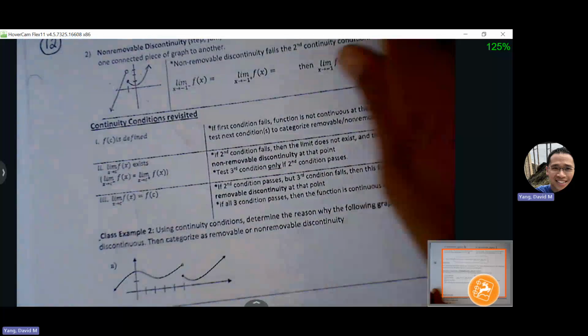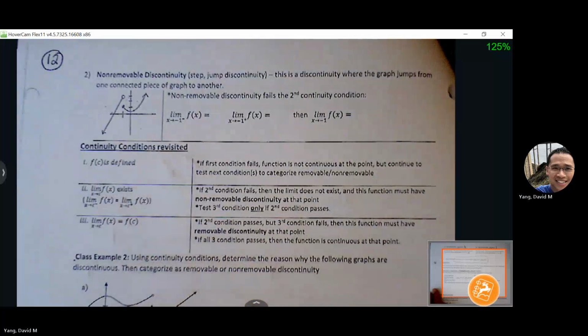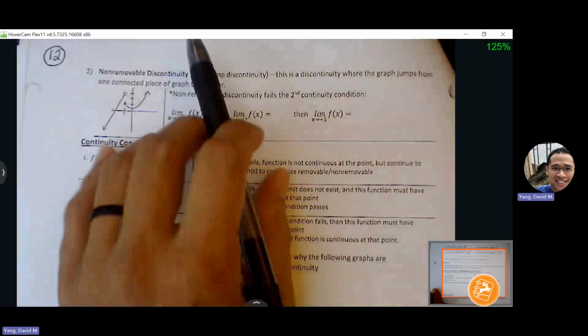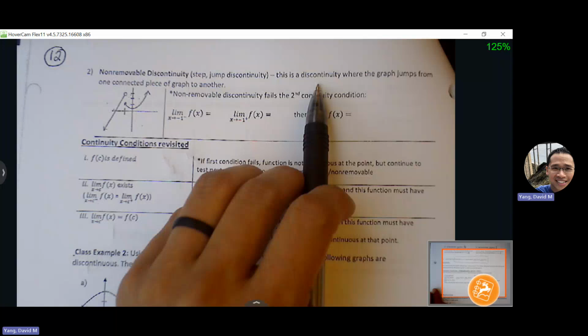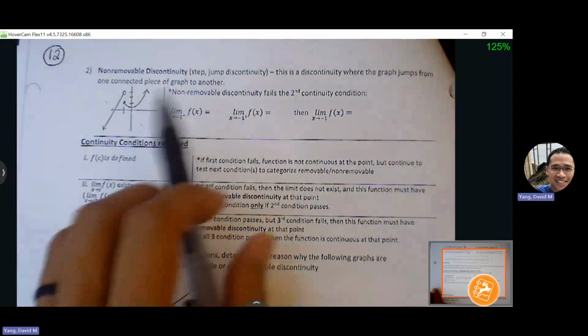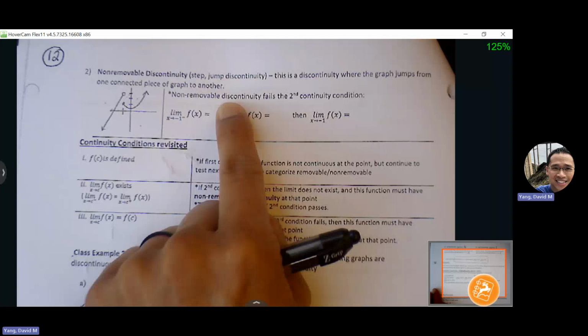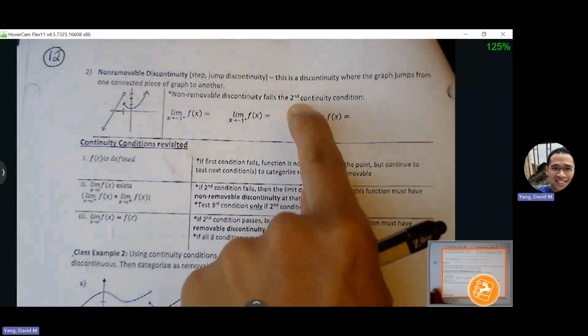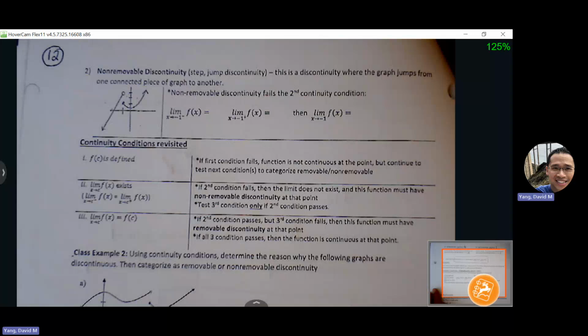We also have something called a non-removable discontinuity. And this is a step or a jump discontinuity. This is a discontinuity where the graph jumps from one connected piece of graph to another. So a non-removable discontinuity is going to fail the second condition. It's basically where the limit doesn't exist. So we can see that is the case here, right?